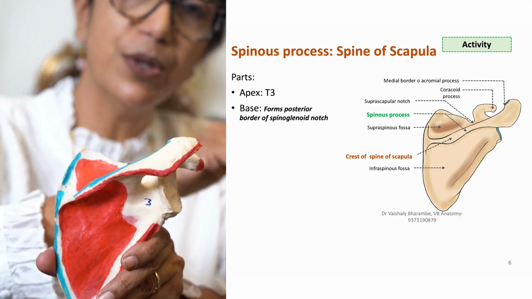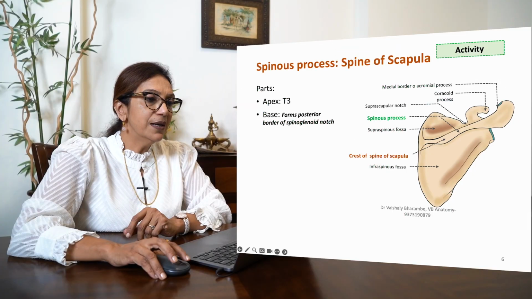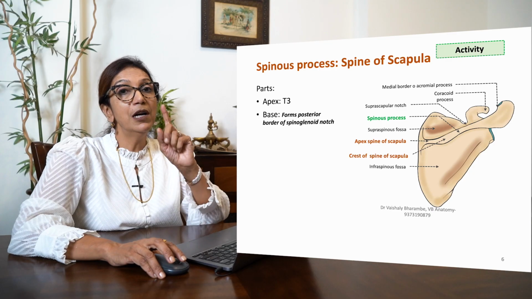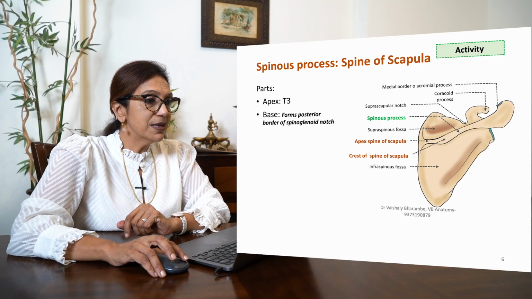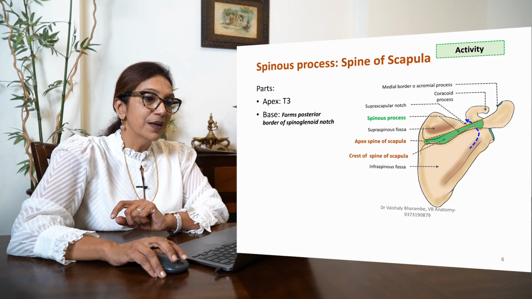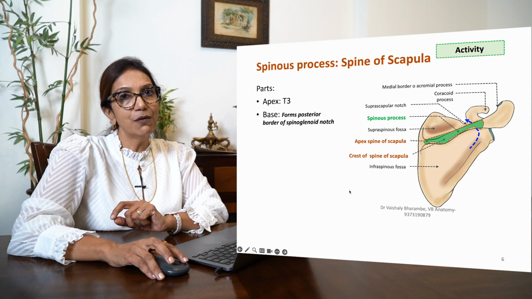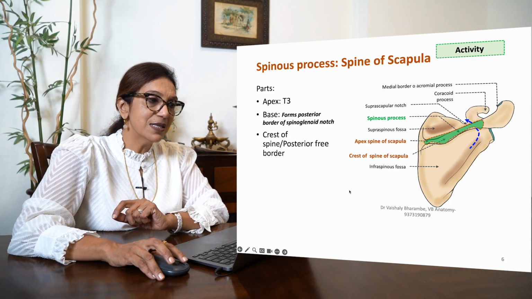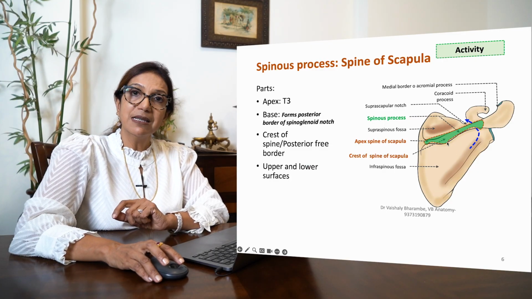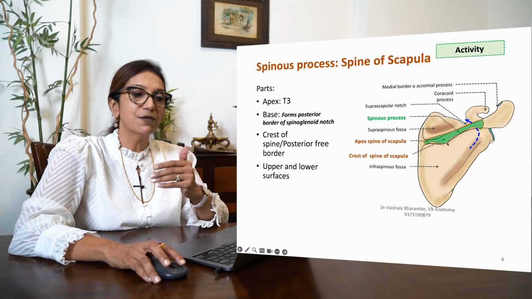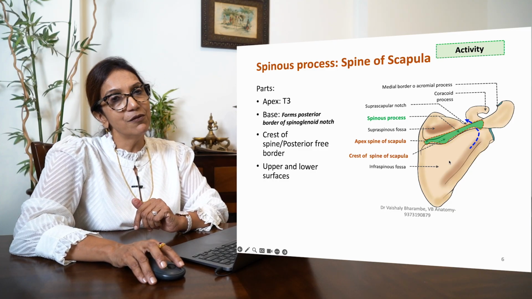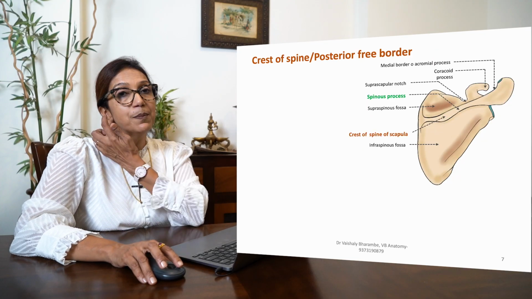Got it? Let's come to the screen now and discuss all this. Okay? Here is the apex of spine of scapula, which you can find at the T3 level, third thoracic vertebra. Here is the base, which forms the spinoglenoid notch. Okay. Now this here is your crest of spine of scapula. Crest of spine or the posterior free border of spine. This spine therefore has an upper surface which is related to the supraspinous fossa and a lower surface which is related to the infraspinous fossa. Okay. Please practice this on the bone.